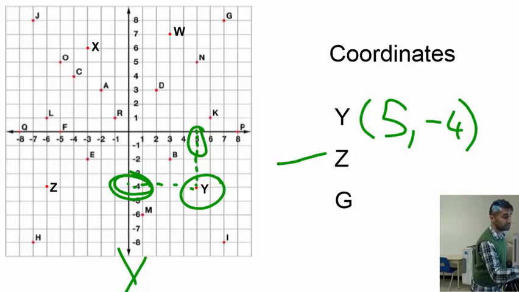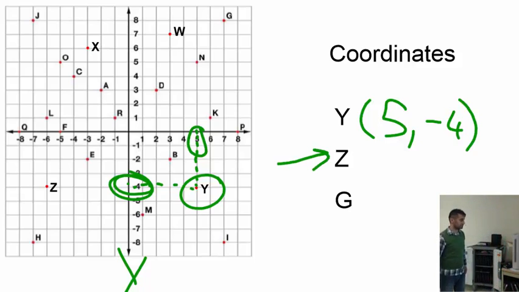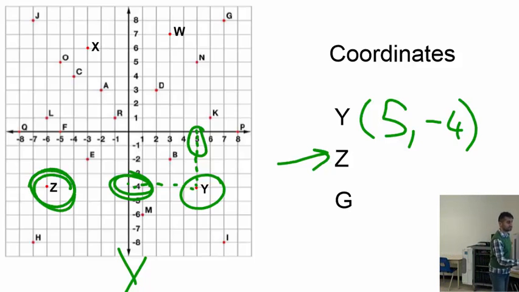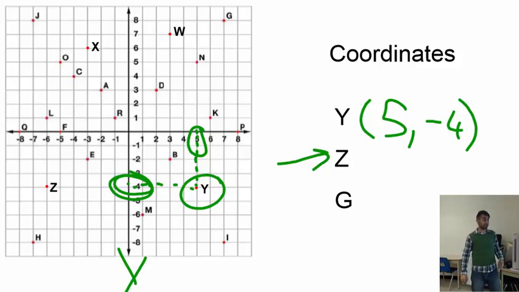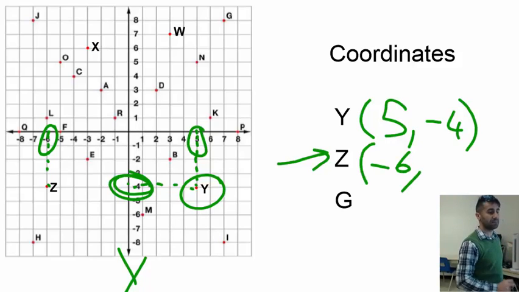Now let's talk about z. Z is right here. All right. So let's talk about x. Let's not talk about, once again, -4. Let's talk about x. X is up here, which is -6. So let's write down, open the bracket, -6, comma, and once again, it's negative 4.